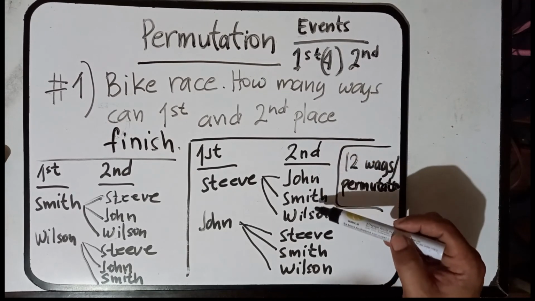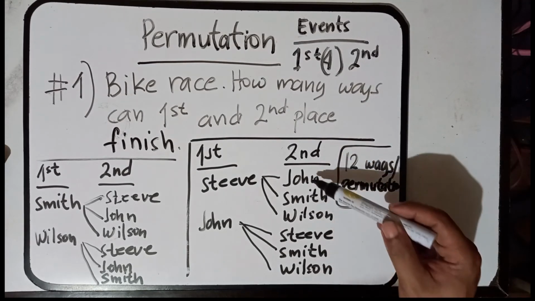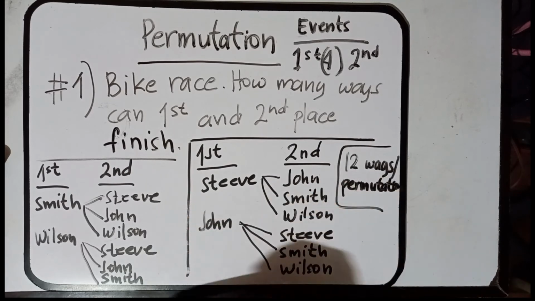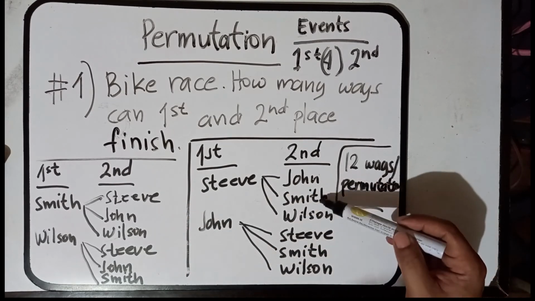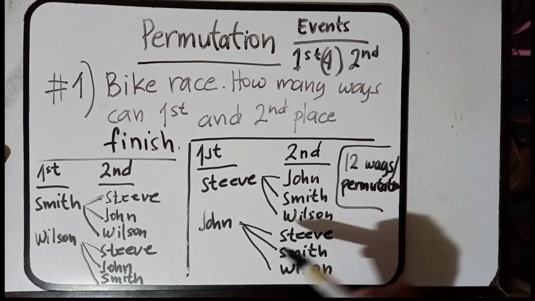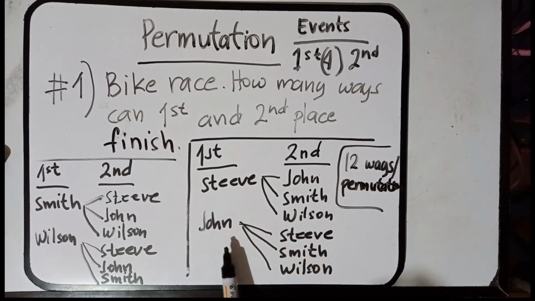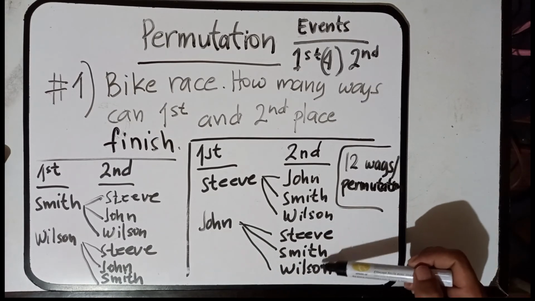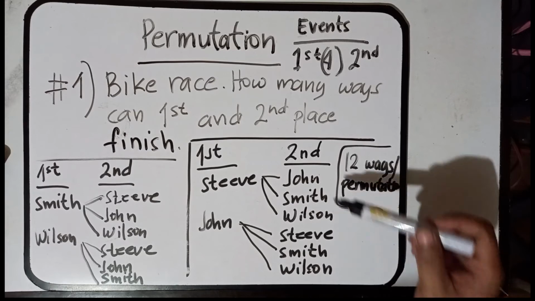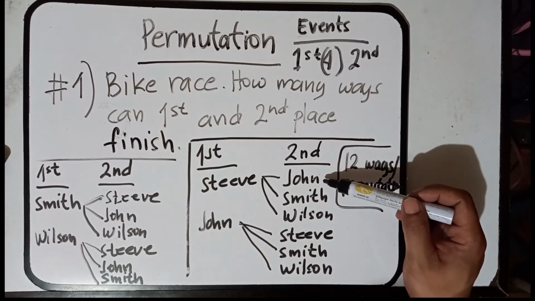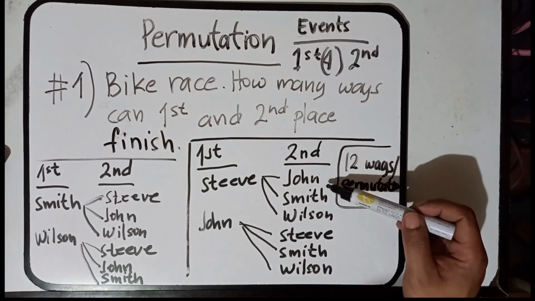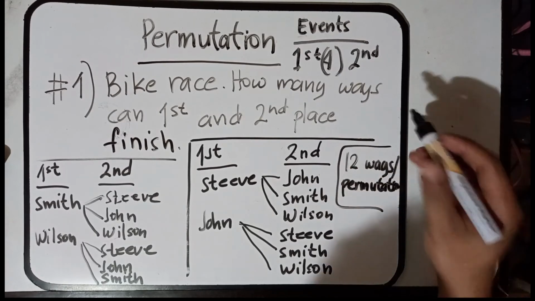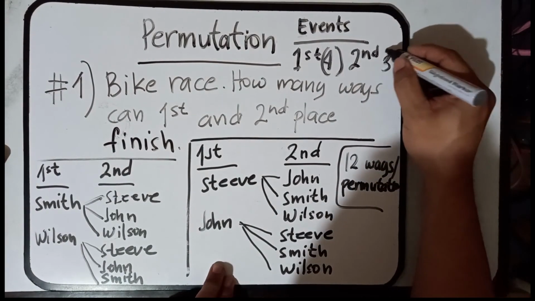We will not count the total persons that we have for our second event, because the people here are the same people for the second occurrence of the event. John is here, but John was placed on the first place, so only Steve, Wilson, and Smith are still here. So we will just count the remaining ones. How many ways for the second event? 1, 2, 3. So we have 3.